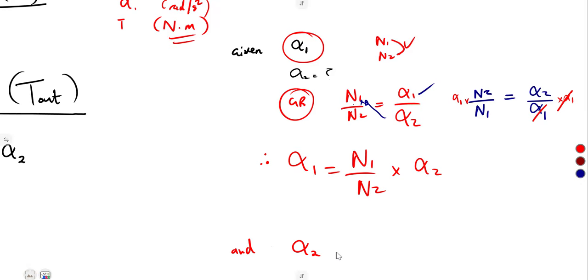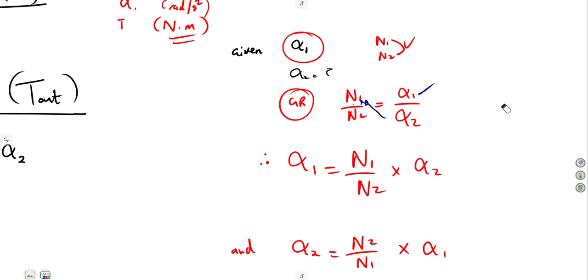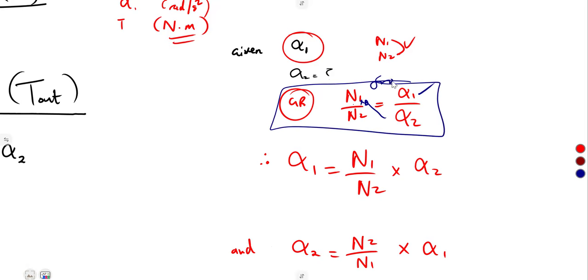And our alpha 2 can be given as what? Here, it's going to be N2 over N1 times alpha 1. That's it. You have alpha 2 as the subject of the formula from the gear ratio. That is where it was taken from. So you'll be wondering, you're just answering textbook questions, there's this formula, where is it taken from? They don't even explain. You must know where it was taken from.